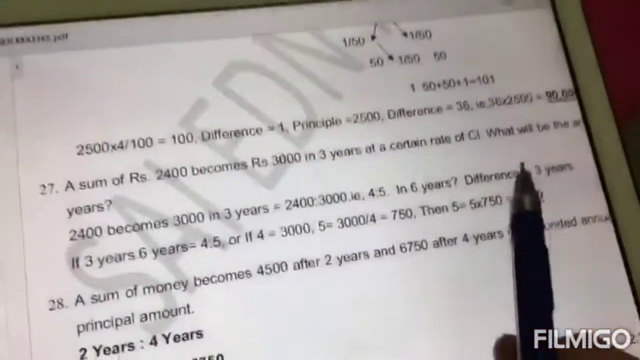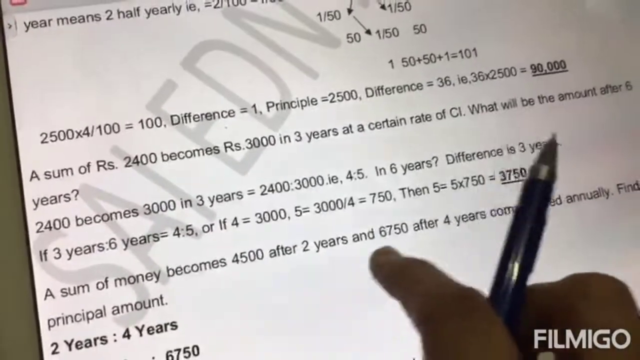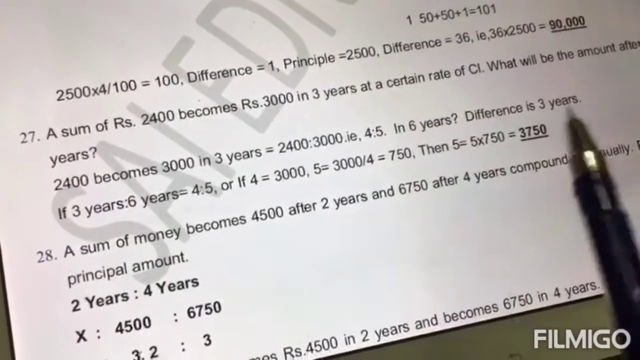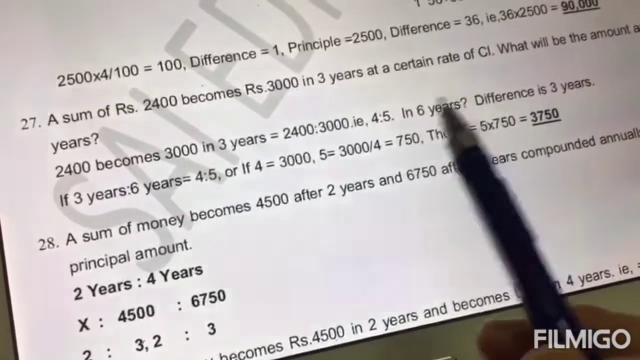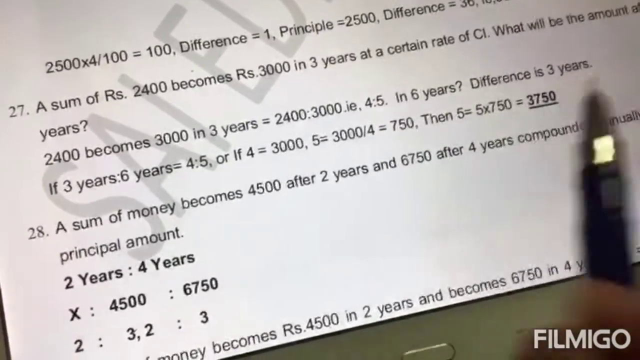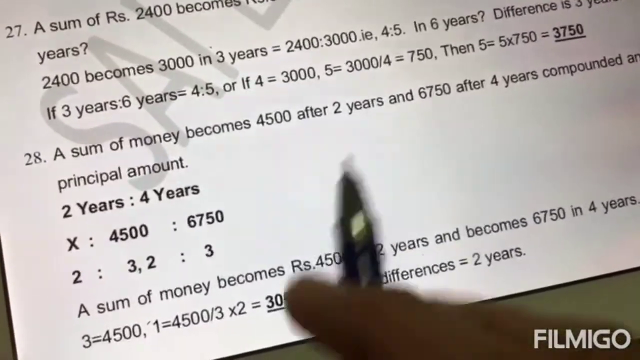Once you find R, you have P, you have the new N, which is 6 years, find A at the end of 6 years using our usual formula. Assume that interest is compounded annually because nothing is mentioned about it. If nothing is mentioned, assume it is compounded annually. 28 is very similar to 24, so please try it out on your own.